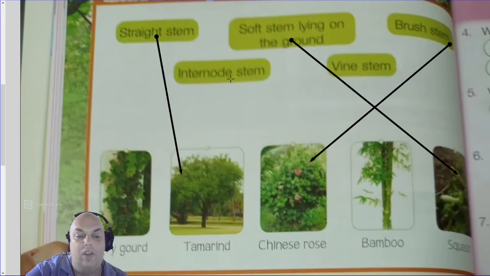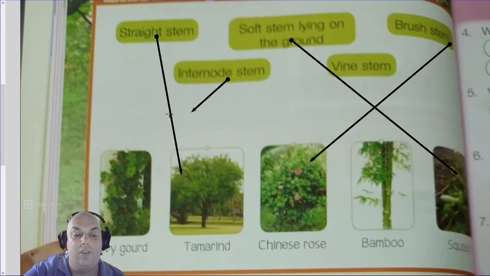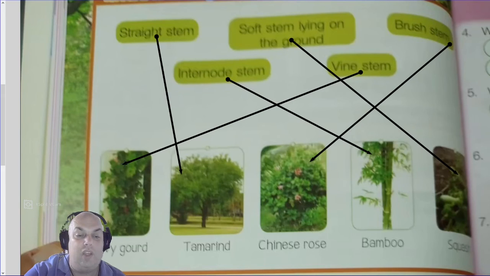Alright, next. Internode stem. Remember the stem that looks like it's made of small little pieces. Is it the ivy gourd or is it the bamboo? Yes, the bamboo is an internode stem. So that means the last one, the vine stem, goes over here to the ivy gourd, where you can see the ivy gourd is climbing up the wall.